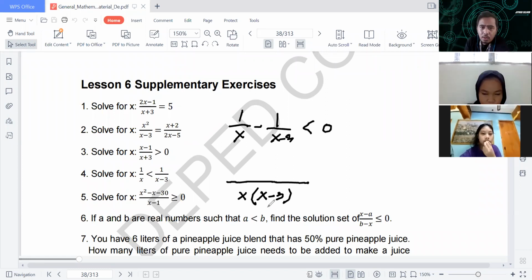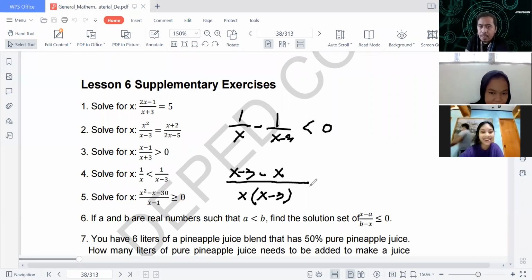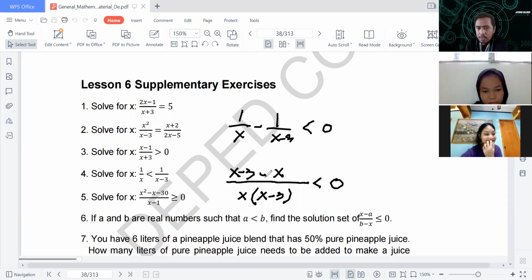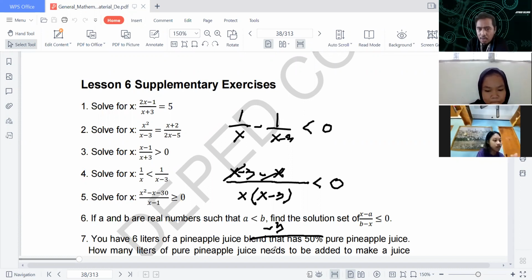After that, you divide this LCD by your first denominator, which is x. So the answer is x minus 3. You multiply it in your numerator, so you only have x minus 3. Next is minus, because you have here the subtraction. You divide your LCD by your second denominator, so your answer will be x times 1, so it will be x. Still, you use the inequality less than. If we continue doing this, the x will be cancelled out, so what is left is negative 3 all over x times x minus 3. Agree?